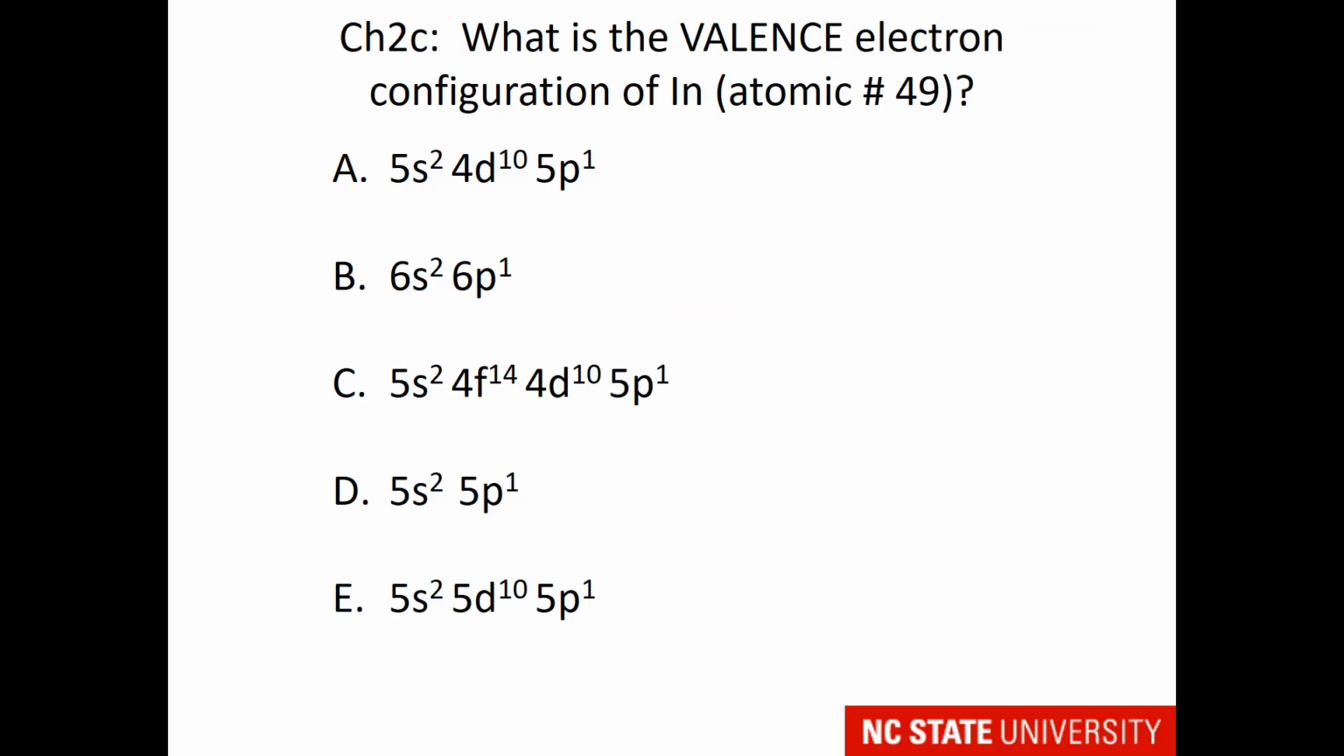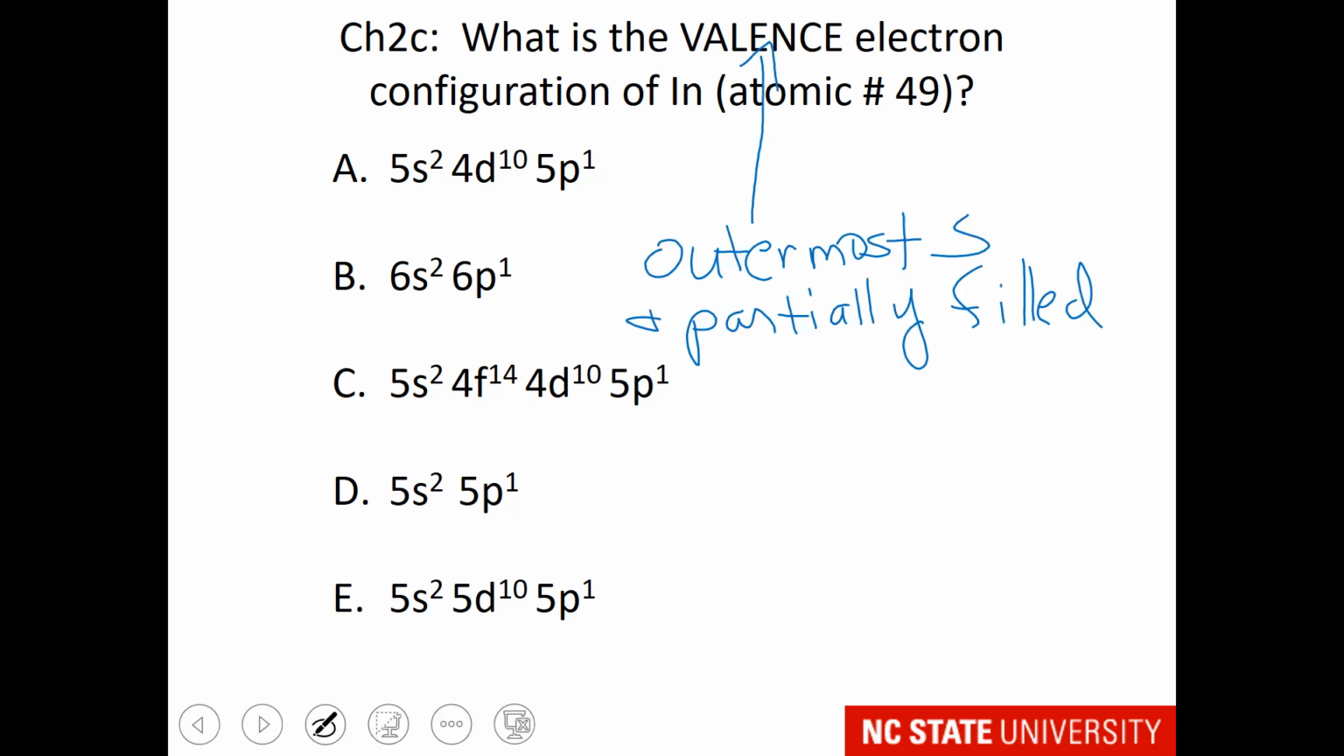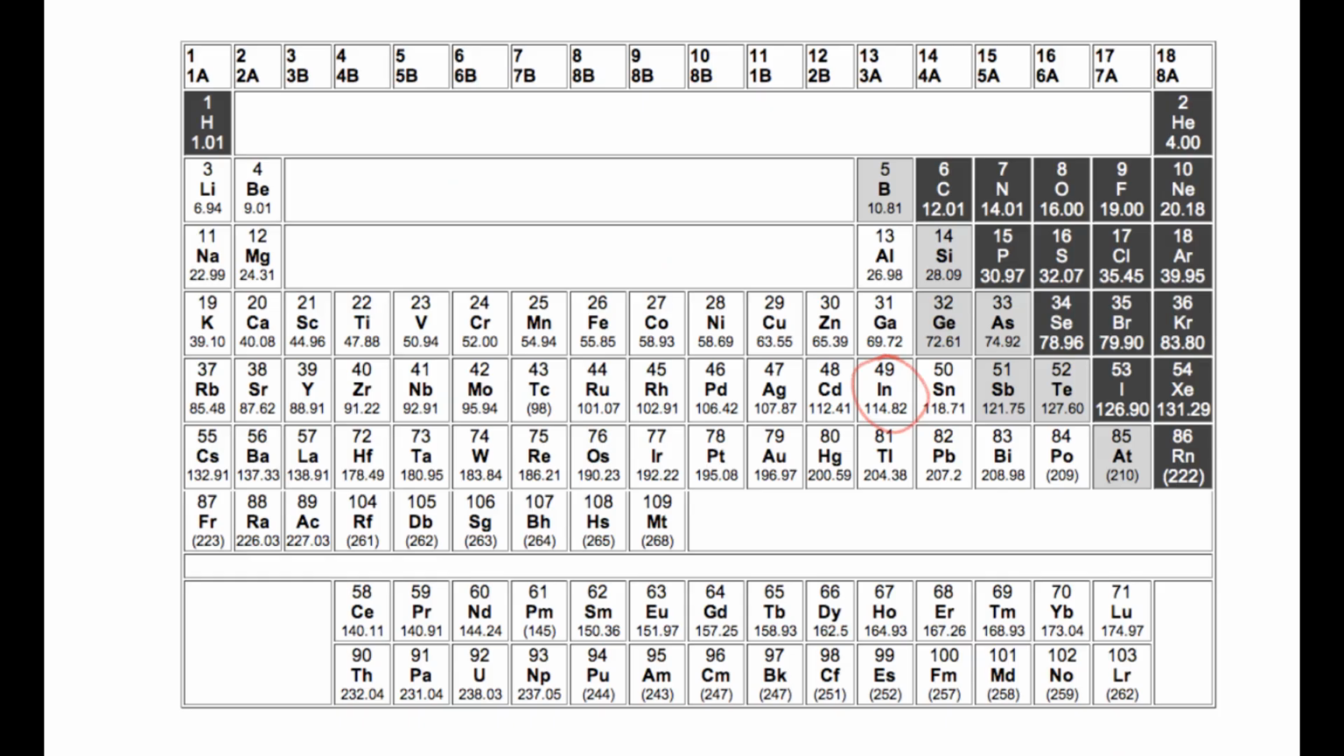This next question asks the valence electron configuration of indium. Remember that a valence configuration is your outermost S and partially filled orbitals. So let's visit a periodic table. Here is indium, and it is coming off row 5.